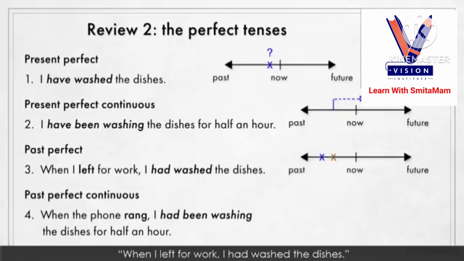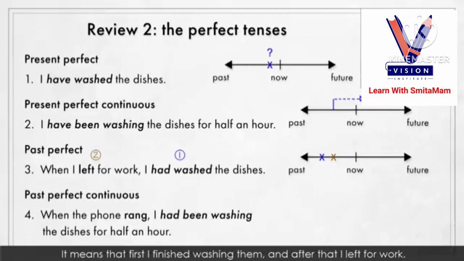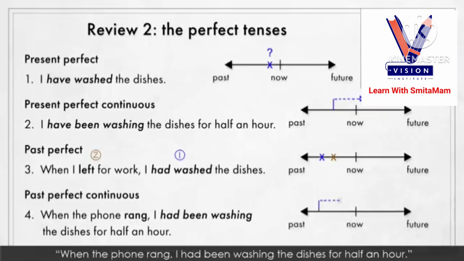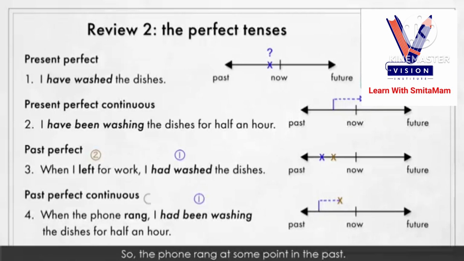When I left for work, I had washed the dishes. Here, I had washed the dishes is in the past perfect tense. It means that I first finished washing them and after that I left for work. When the phone rang, I had been washing the dishes for half an hour. So the phone rang at some point in the past. Half an hour before that, I started washing the dishes and I was still doing that when the phone rang. So I stopped, wiped my hands dry, and I went to answer the phone.